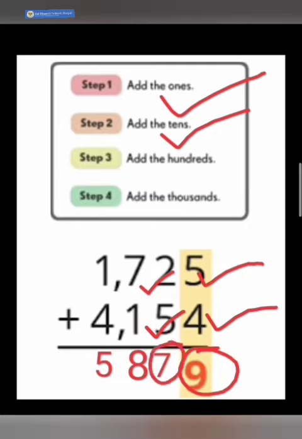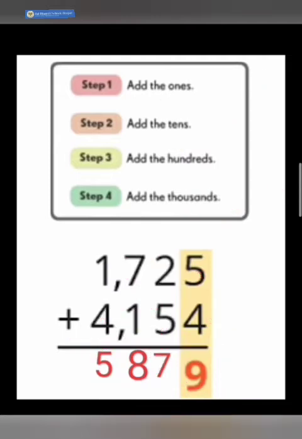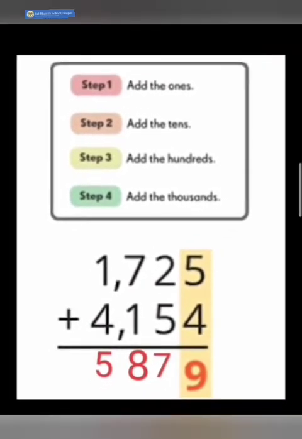Step number 3, add the numbers given in the hundreds place. 7 and 1 gives you an 8. And finally, add the numbers given in the thousands place. 1 and 4, and it gives you a 5. So the final answer is 5879.